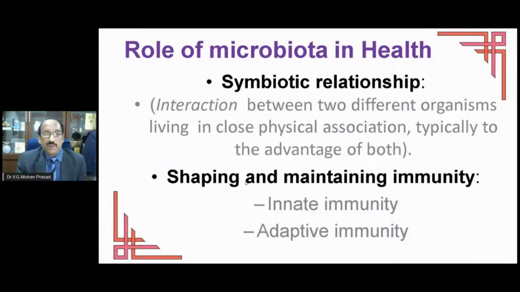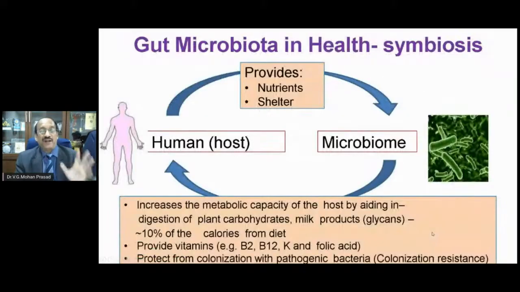So what about the role of microbiota in health? There is a symbiotic relationship. An interaction between two organisms living in close physical association is called symbiosis, typically to the advantage of both, which means the human being benefits from the bacteria in the gut, and the bacteria also benefit from the food that the human being takes. These are important in shaping and maintaining immunity. Both the innate immunity and adaptive immunity are modified by the gut microbiome.